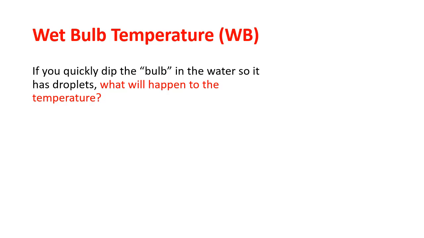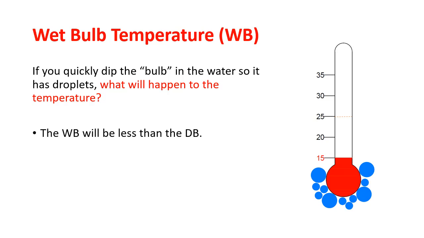Now, let's explore the concept of wet bulb temperature, or WB. Imagine taking a thermometer and quickly dipping its bulb into water so that tiny droplets cling to it. What do you think happens to the temperature reading on this thermometer? Intriguingly, the wet bulb temperature will be lower than the dry bulb temperature. This occurs because the moisture on the bulb evaporates, and evaporation is a cooling process. The energy required to turn water into vapor is taken from the heat in the air around the bulb, thus lowering the temperature indicated by the thermometer.